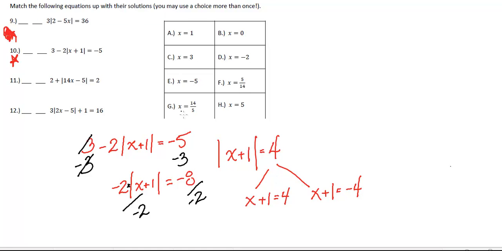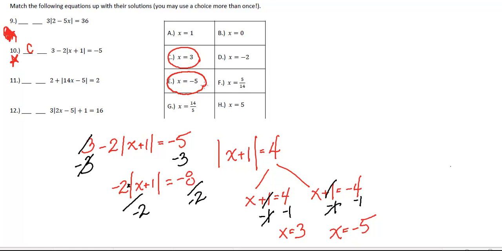Well, as stated before, we can just wholesale subtract 1. It's going to cancel these. And my final solutions: x is equal to 3, which I look up here at the table. That's letter C. So letter C pops in there. Okay, and then I go down here. I've got x is equal to negative 5. So now I go up here, and there's negative 5. So E goes right in there. Okay, and that's how we end up finding those solutions.